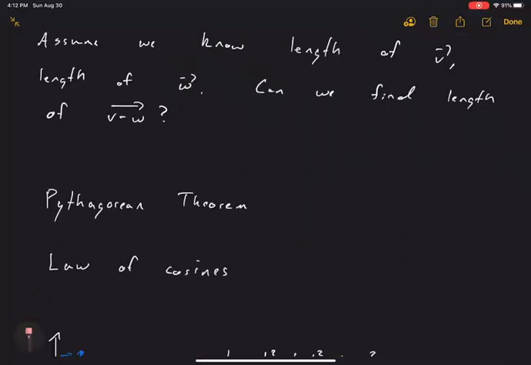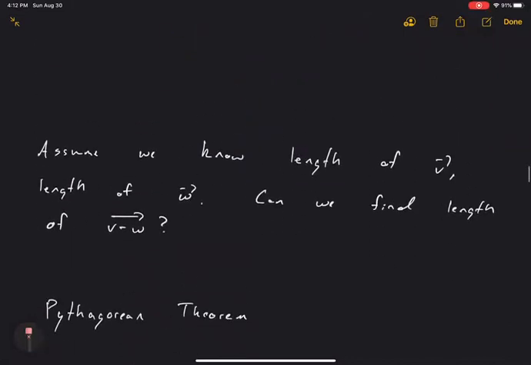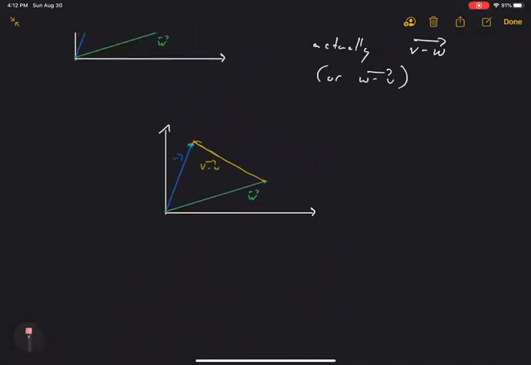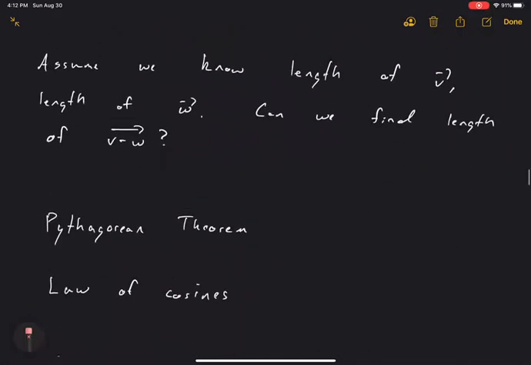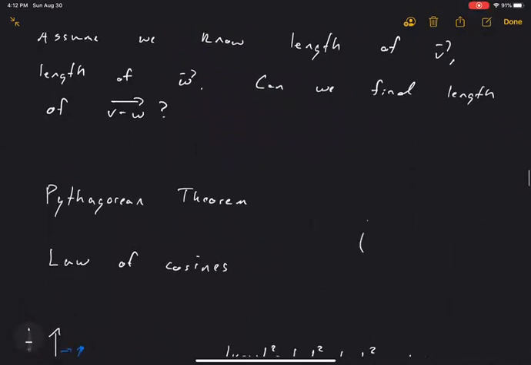Yeah, we could try the Pythagorean theorem, but that only works if there's a right angle in that triangle somewhere. If there's not, remember the law of cosines. The law of cosines is a generalization of the Pythagorean theorem, but it works whether there's a right angle or not. So just a quick refresher.